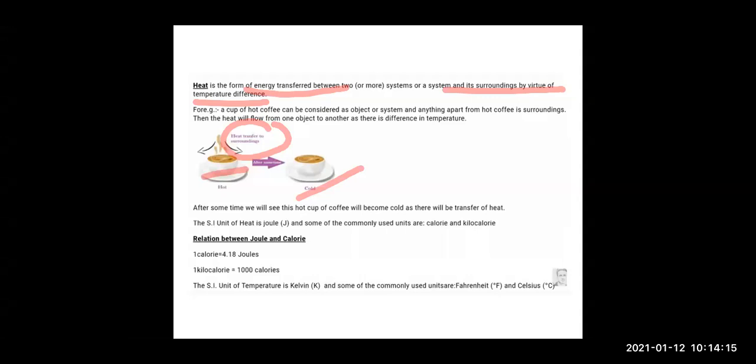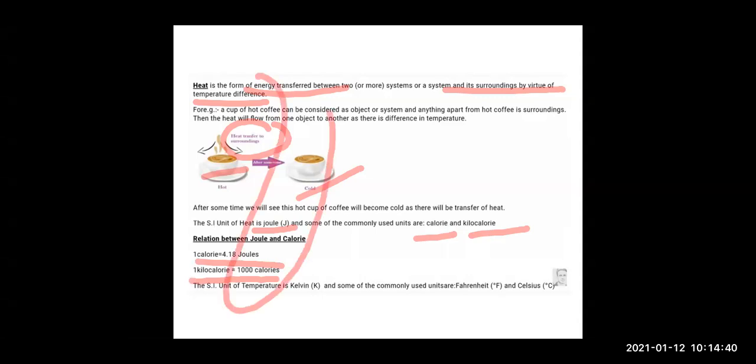Now, as heat is energy, we know the unit of heat in energy units is joule, right? There are other units of energy as well, that is calorie, and the greater unit is kilocalorie. If you want the relation between joule and calorie, 1 calorie is 4.18 joule. And 1 kilocalorie, kilo is 1000, so that is 1000 calories.